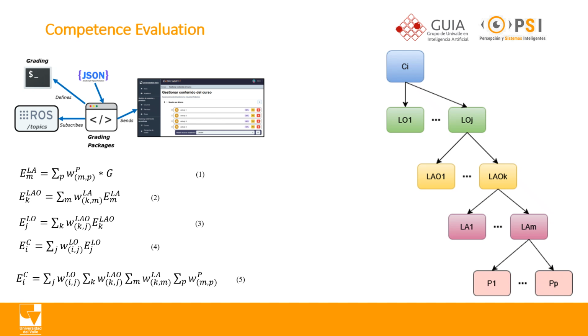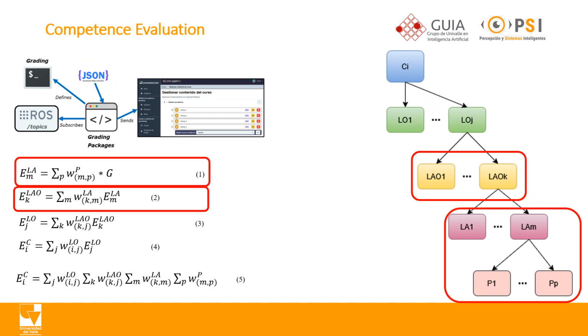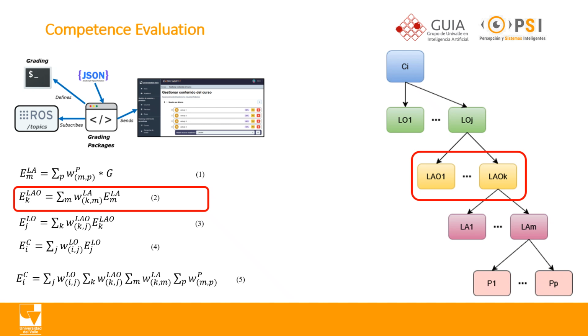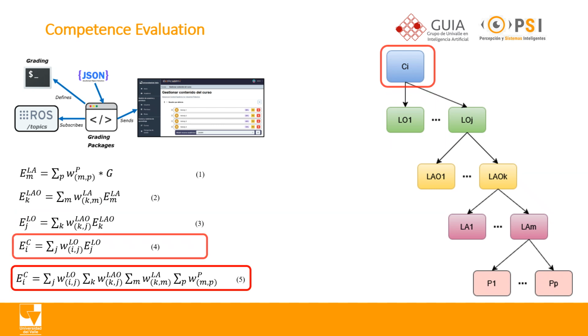In iBotAcademy, the competence framework is evaluated through ROS grading packages. These grading packages analyze the ROS topics, give user feedback through the command line console, and communicate to the iBotAcademy curriculum tool using JSON data. First, the grading data are used to evaluate learning activities. Then, these data are used to quantitatively evaluate the learning activity outcomes, and finally, the competencies.